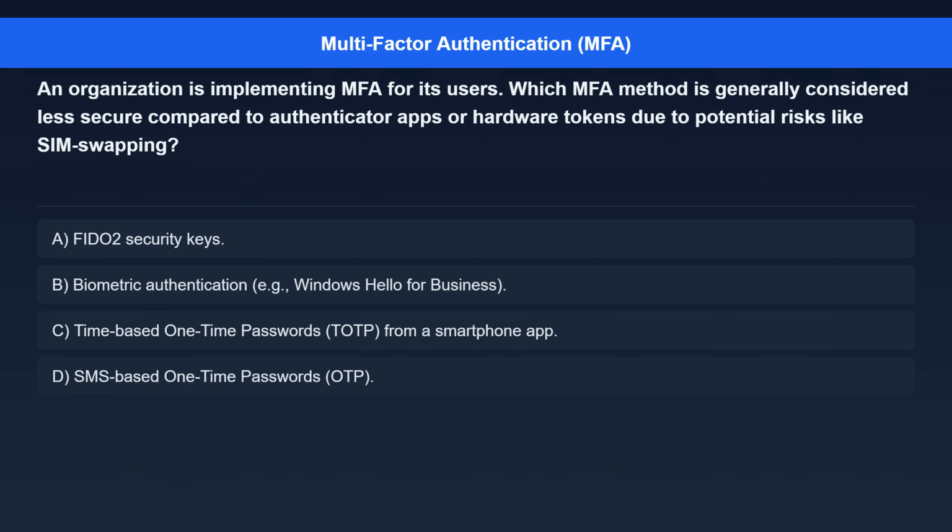Question 9. An organization is implementing MFA for its users. Which MFA method is generally considered less secure compared to authenticator apps or hardware tokens due to potential risks like SIM swapping? Option A. FIDO2 security keys. Option B. Biometric authentication, e.g., Windows Hello for Business. Option C. Time-based one-time passwords, TOTP, from a smartphone app.